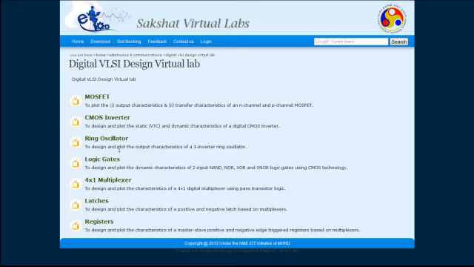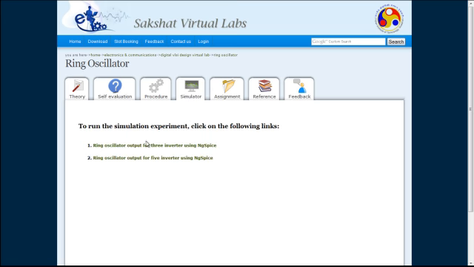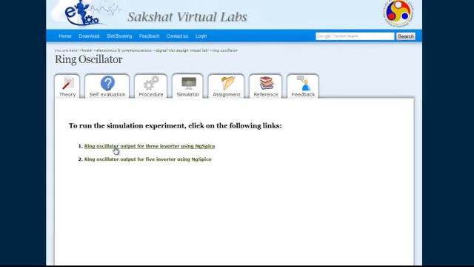Experiment number 3, Ring Oscillator. The aim of this experiment is to plot the output characteristics of a 3 inverter as well as 5 inverter ring oscillator. Now to start, click on the Simulator tab. The first link corresponds to a 3 inverter ring oscillator and the second one corresponds to a 5 inverter ring oscillator. Now to start, click on the link.